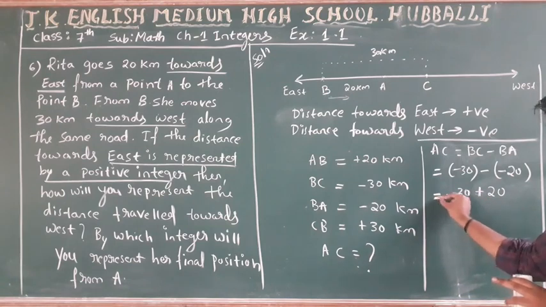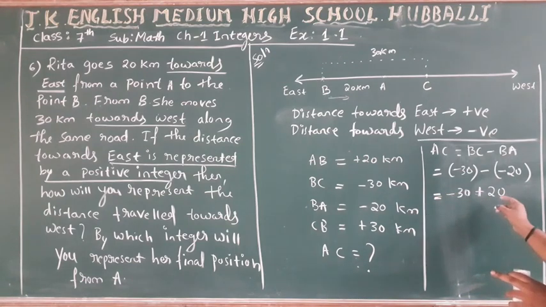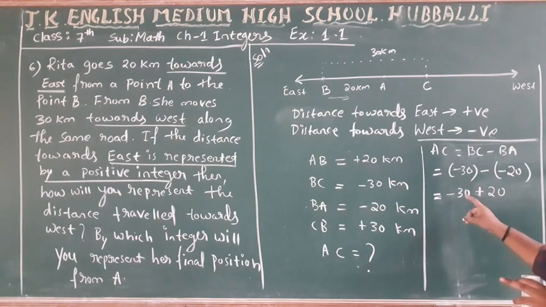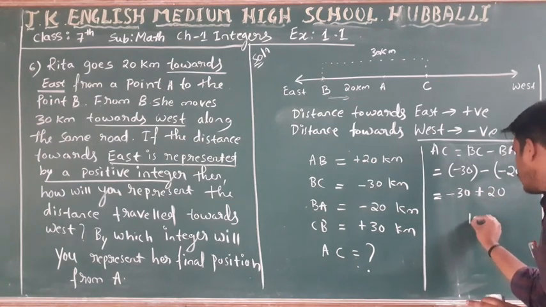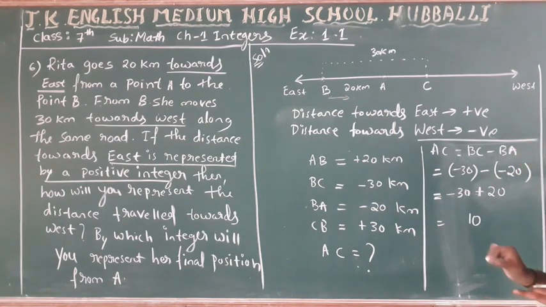Therefore, what do you have to do? You have to subtract the smaller number from the greater number. 30 minus 20 will give you 10. And which sign do we have to give? The greater number's sign. Among 30 and 20, greater is 30. So its sign is minus. So the answer will be minus 10 kilometer.